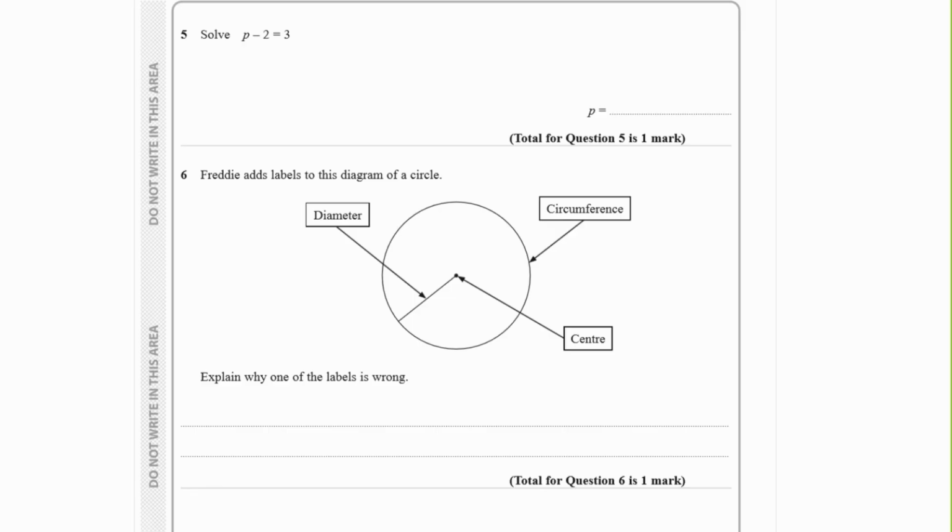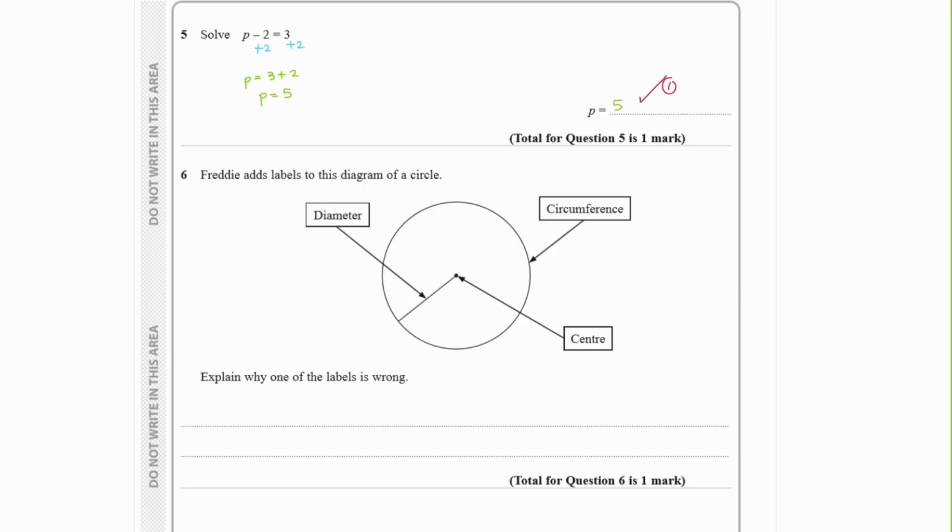Number 5, solve p minus 2 is equal to 3. So to solve for p, we would first have to make p the subject, meaning we would have to add 2 on both sides, which means p is equal to 3 plus 2, and p is therefore equal to 5. And we would get 1 mark for this question.